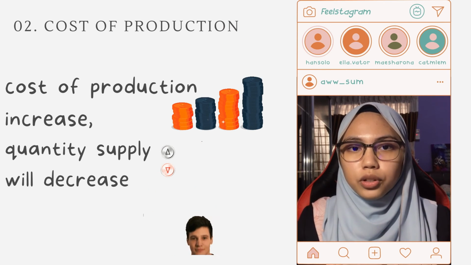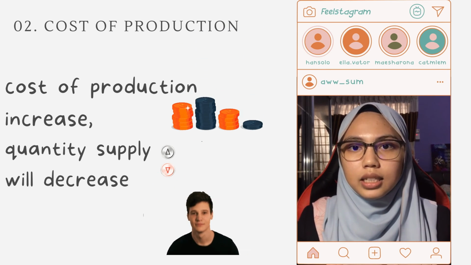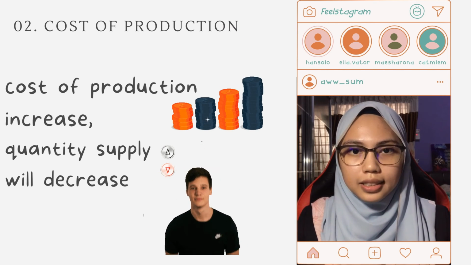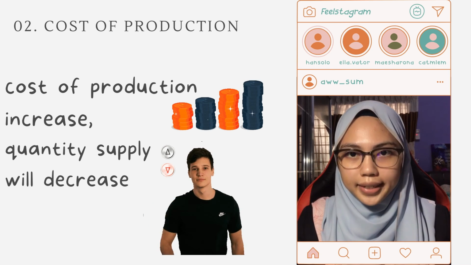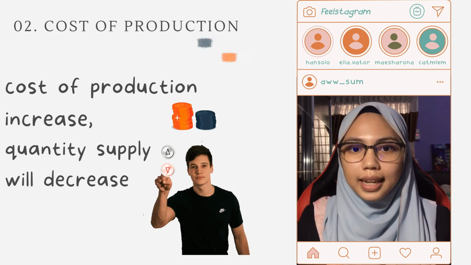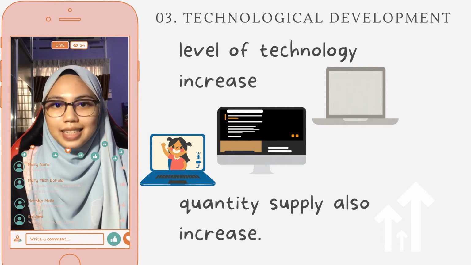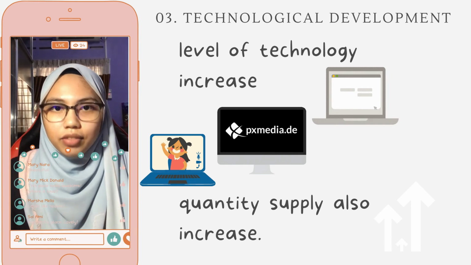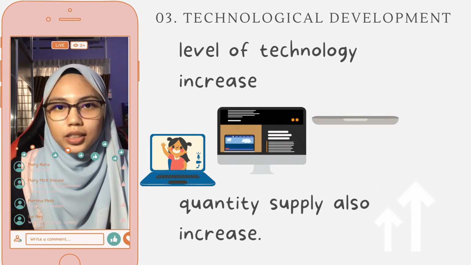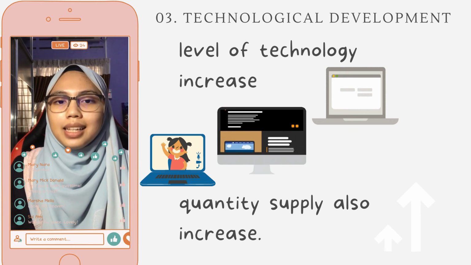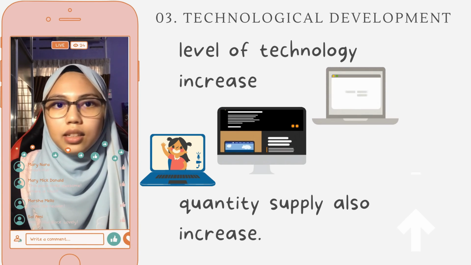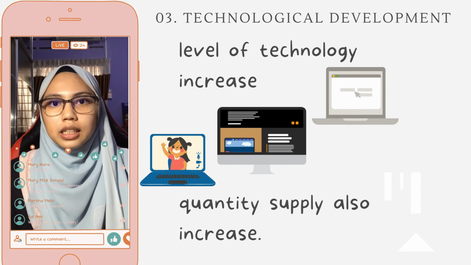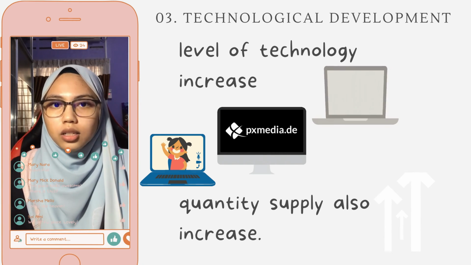Number 2, cost of production. When the cost of production increases, the quantity supplied of the product will decrease. For example, when the cost of baking cakes increases, the quantity supplied of cakes will decrease. Factor number 3, technological development. When the level of technology increases, the supply will increase. Higher technology levels allow a smaller quantity of resources to be used for production, which will reduce the cost of production.